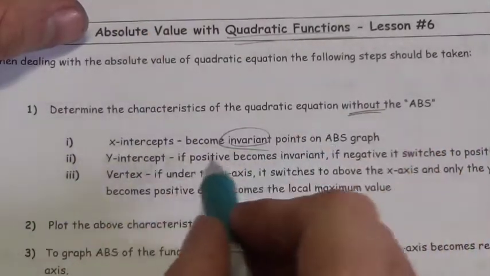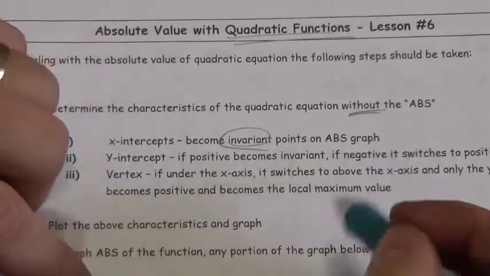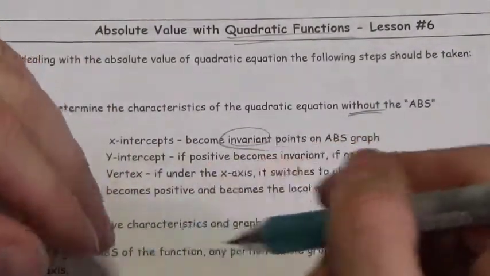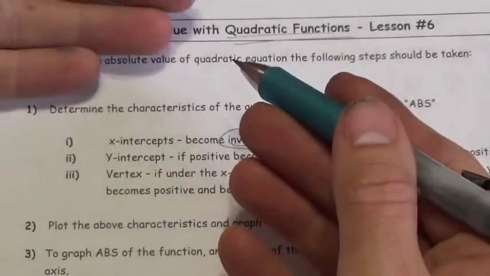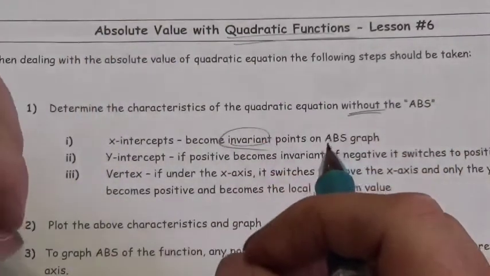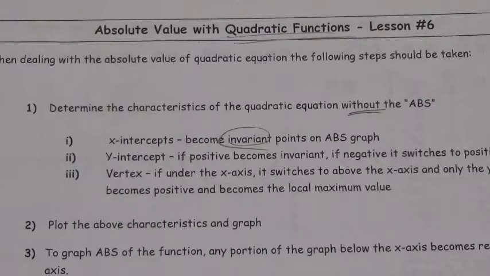Then we're going to take a look at the y-intercept. If it's positive, it's invariant, it's going to stay the same. But if it's negative, it's going to switch to a positive. Anything below the x-axis, anything in quadrants 3 and 4, is going to flip up. That means the y-coordinate is the one that changes sign, not the x-coordinate. The x-coordinate determines the value of what's inside the absolute value, and when you take the absolute value of it, that is how you determine the y-coordinate.